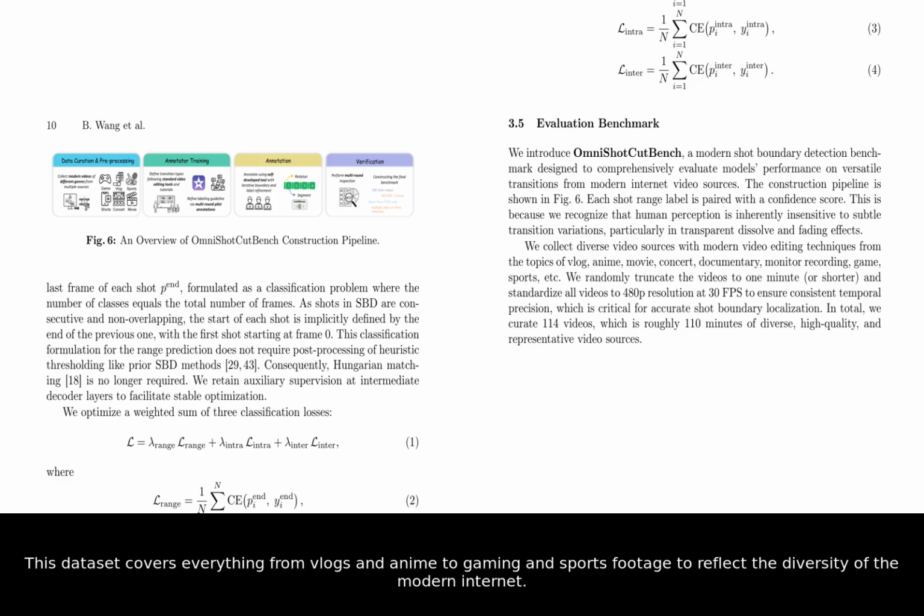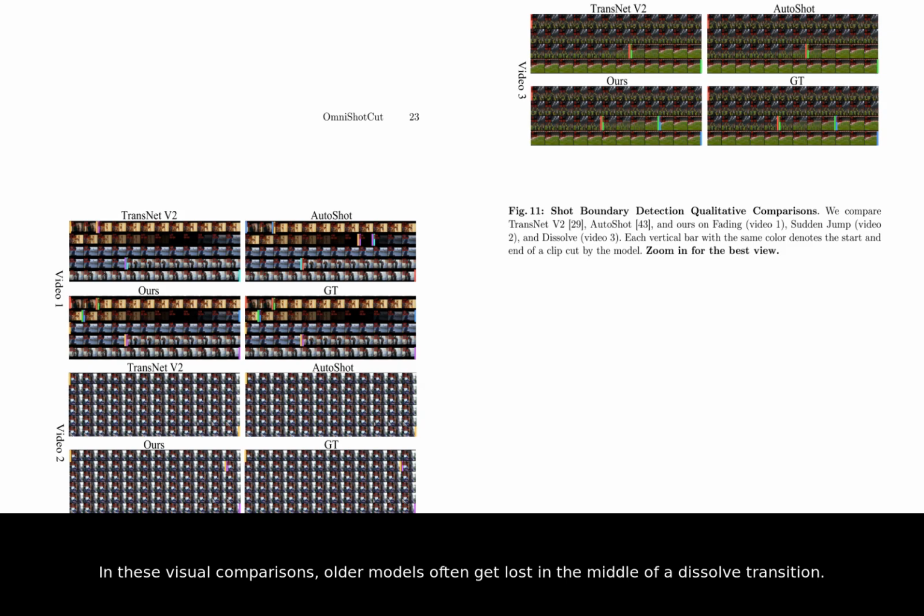This dataset covers everything from vlogs and anime to gaming and sports footage to reflect the diversity of the modern internet. In these visual comparisons, older models often get lost in the middle of a dissolved transition. OmniShotCut, however, stays precise and aligns perfectly with the ground truth labels.